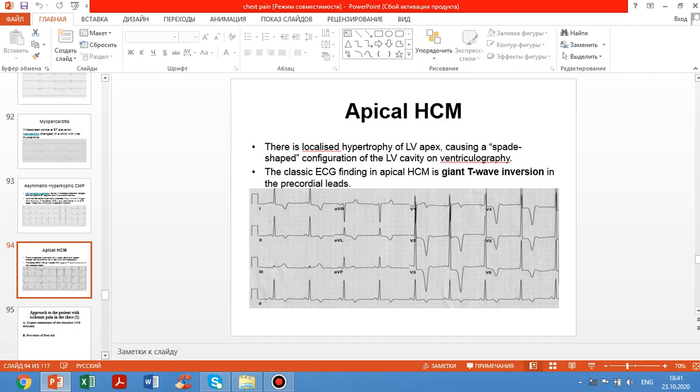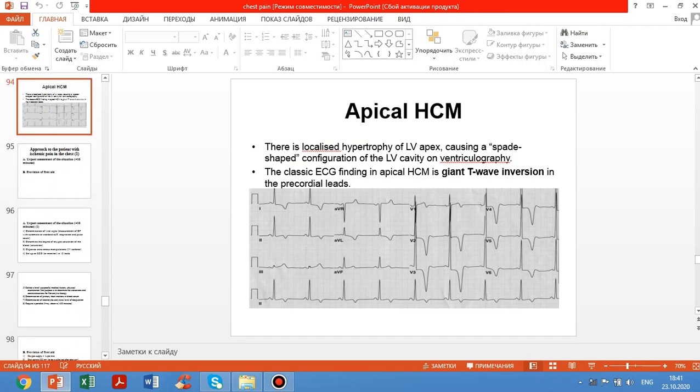Apical hypertrophic cardiomyopathy. There is a localized hypertrophy of the left ventricle apex causing a spade-shaped configuration of the left ventricular cavity on ventriculography. The classic ECG finding in apical hypertrophic cardiomyopathy is giant T wave inversion in the precordial leads. It is a giant T wave inversion in these leads you can see.